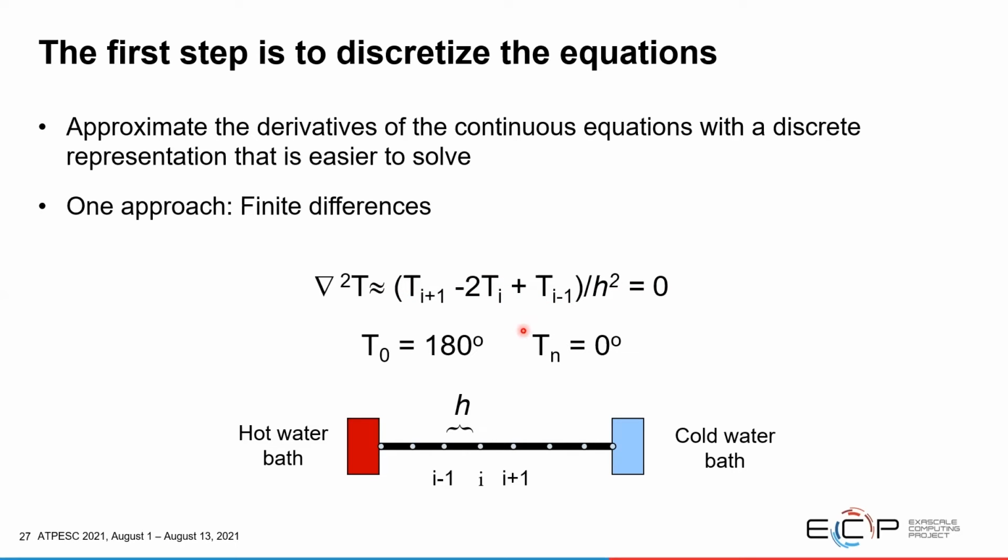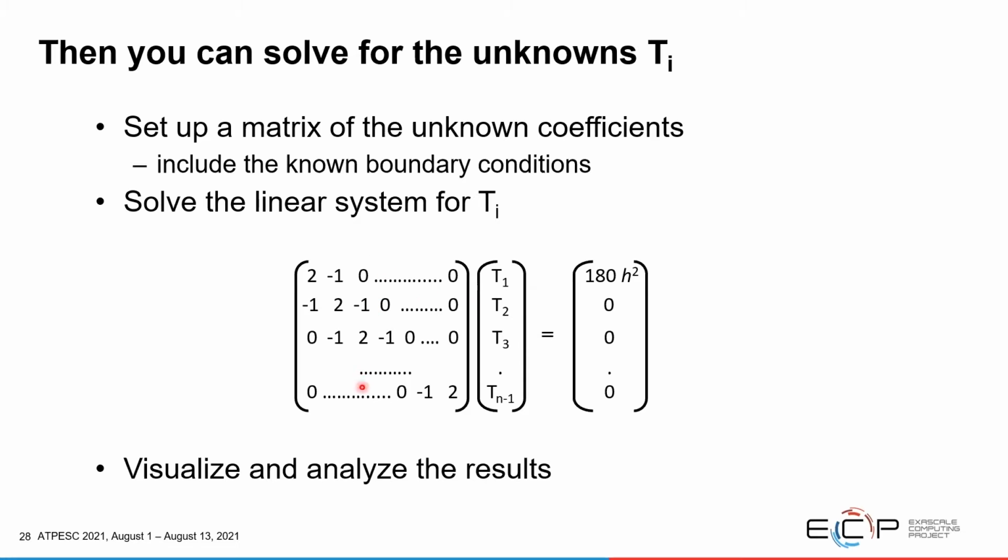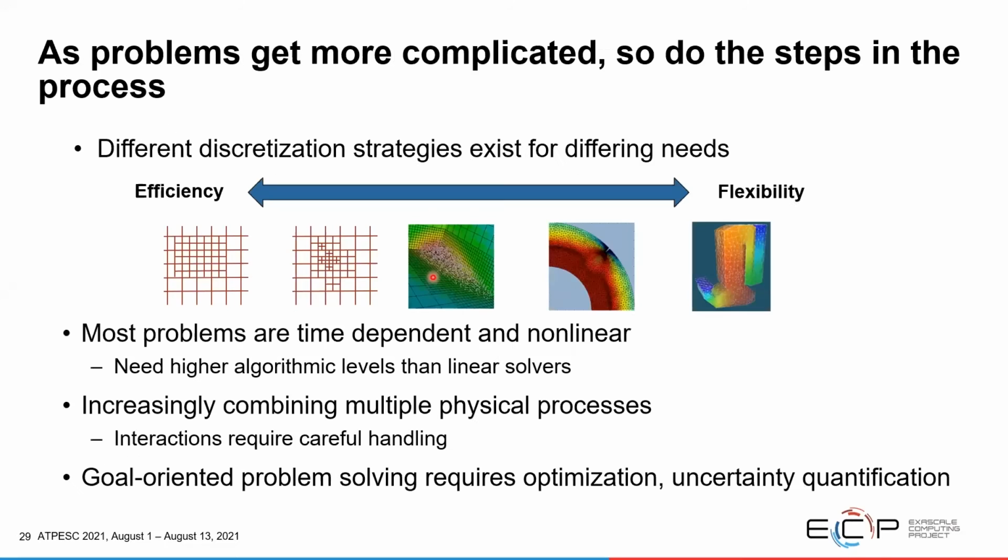And now we can actually write a linear system by writing the individual equations for each of these points. We incorporate the boundary equations, and we can solve this. Then we can visualize the results and analyze them. And that's a very simple example. In reality, of course, this is much more complicated.